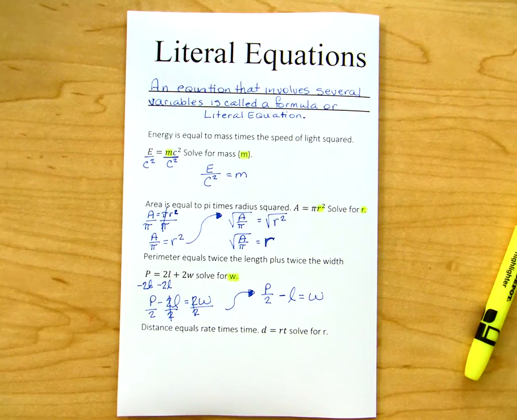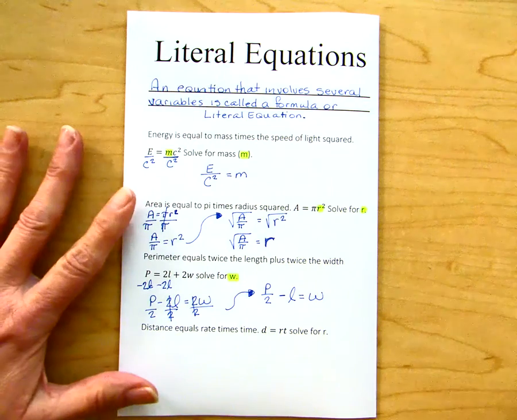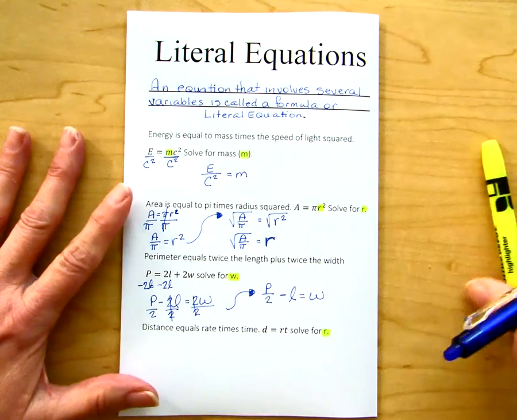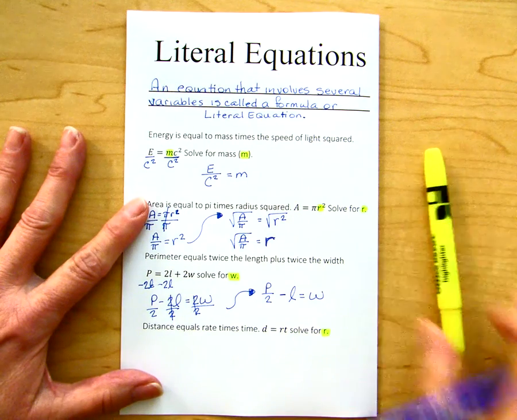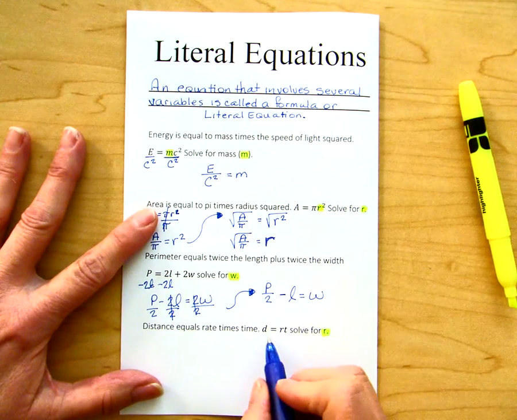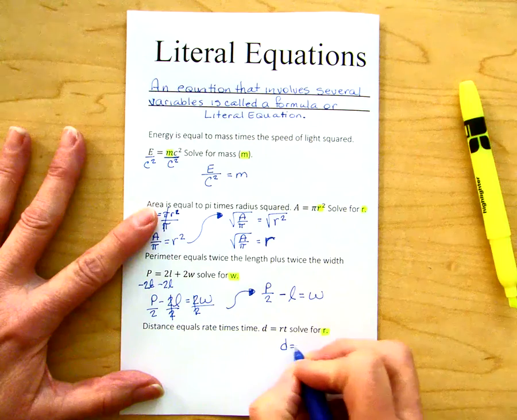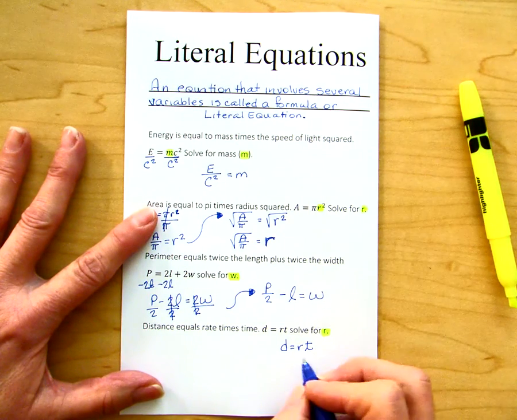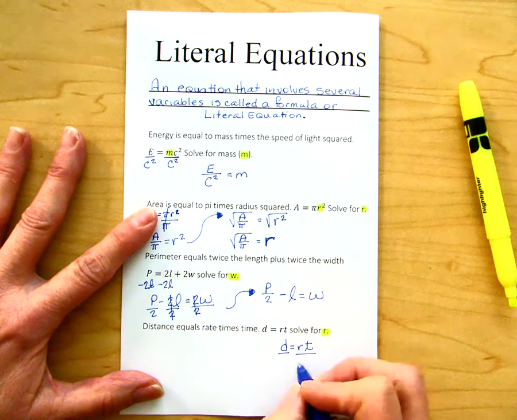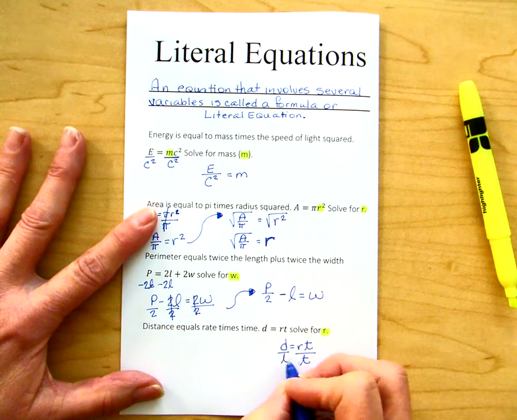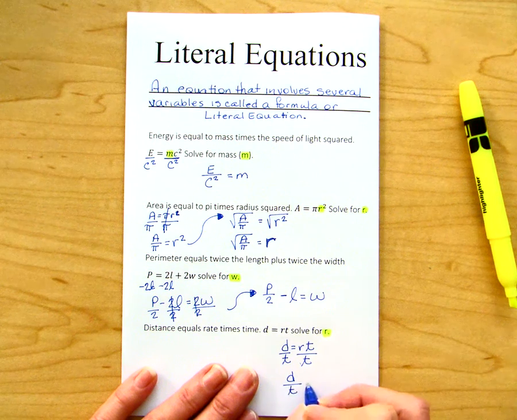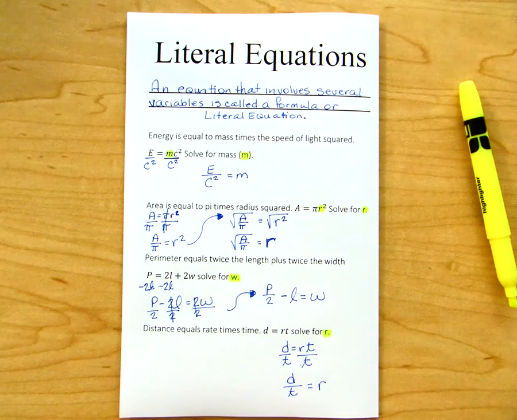In our last example, they want us to take the distance formula, which is distance equals rate times time, d equals rt, and solve for r. So we have distance equals rate times time, and I need to keep the r. So what I'm going to do here is divide both sides by t, or the time, so that I have the distance divided by time gives me the rate.